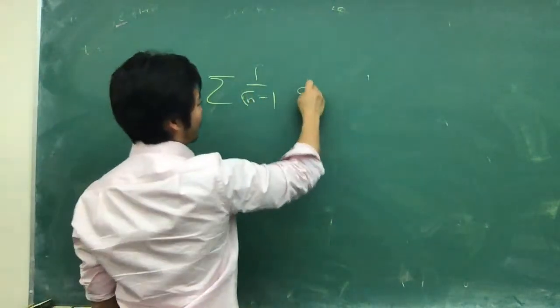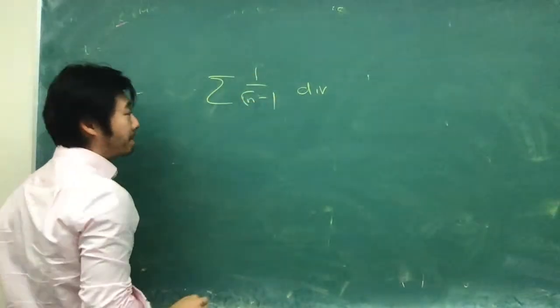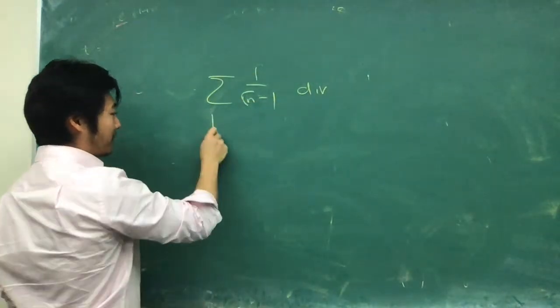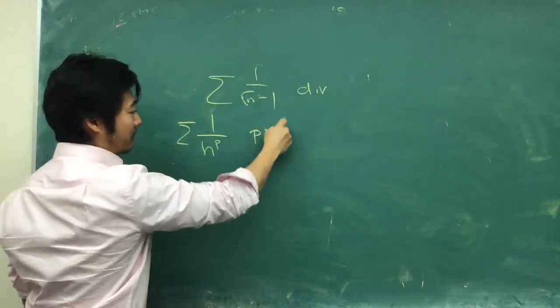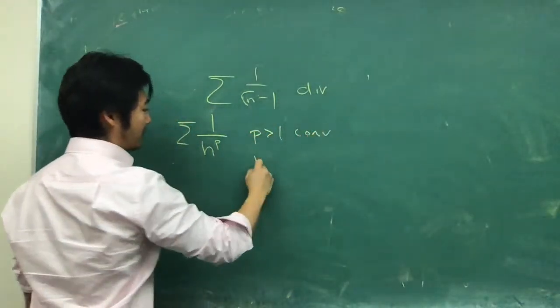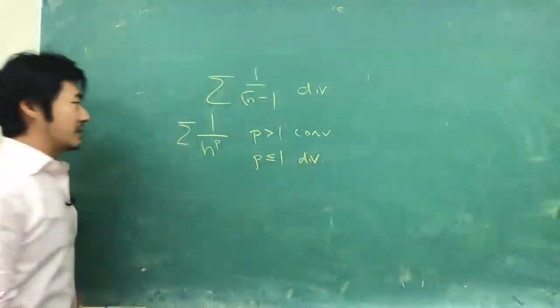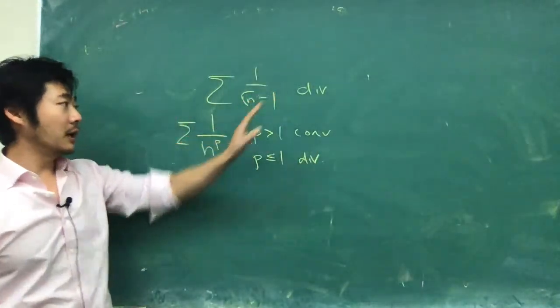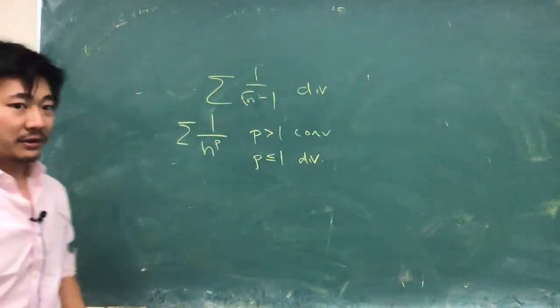This one is divergent. You just ignore all the terms. It's kind of like 1 over root n, and you can't forget the p series. When p is greater than 1, it's convergent, and when p is less than or equal to 1, it's divergent. This is like p equals a half, and so it's going to diverge. You can use direct comparison, or you can use limit comparison.